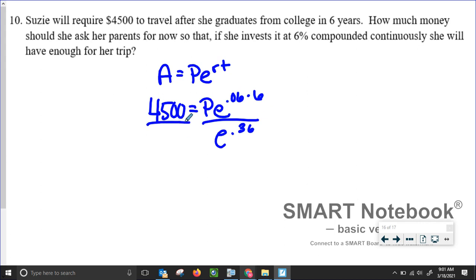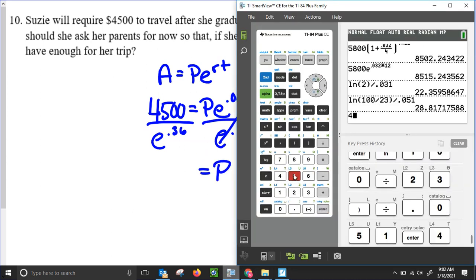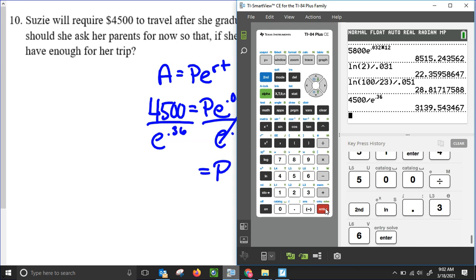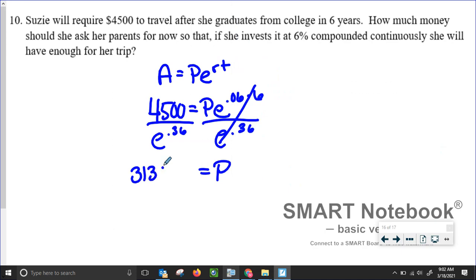I just went ahead and multiplied these. You don't have to do that. So now this will cancel. All you have to do is say 4,500 divided by e to the 0.36. So $3,139.54. That's how much she should ask for now to have enough money when she graduates.